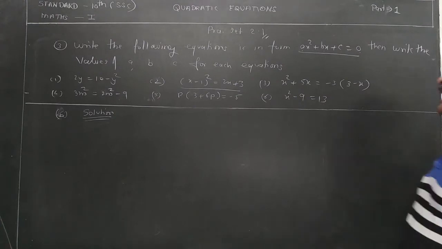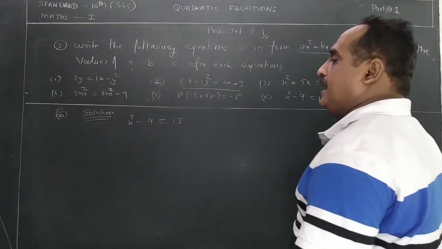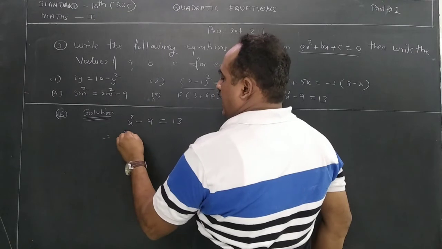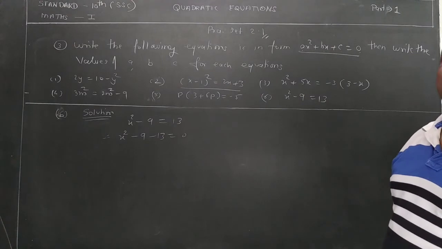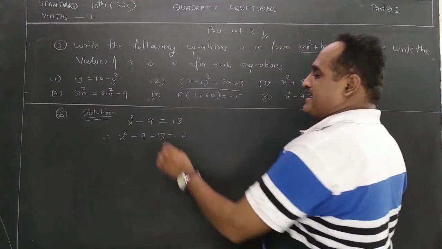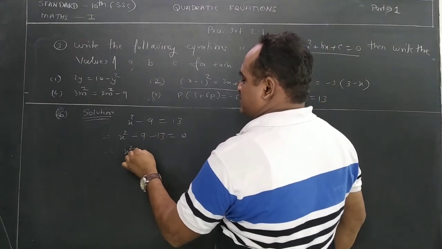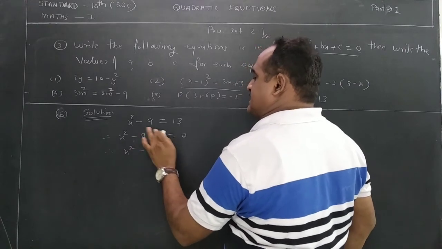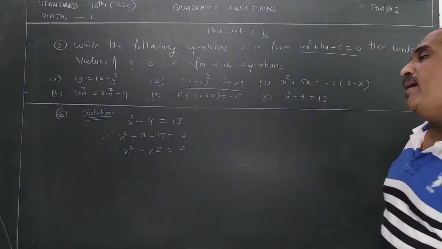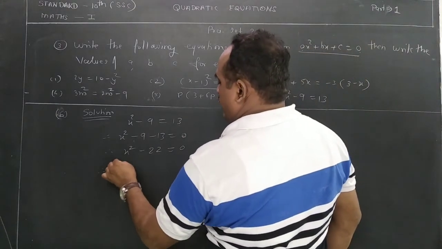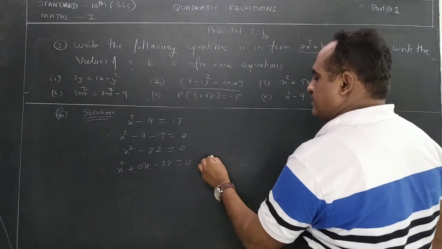Now, the sixth question, that is x square minus 9 is equal to 13. So how are you going to do it? x square minus 9 minus 13 is equal to 0. Therefore, x square minus 13 minus 9 is 22, is equal to 0. So you are going to arrange it. How will you write it? Therefore, x square plus 0x minus 22 is equal to 0.